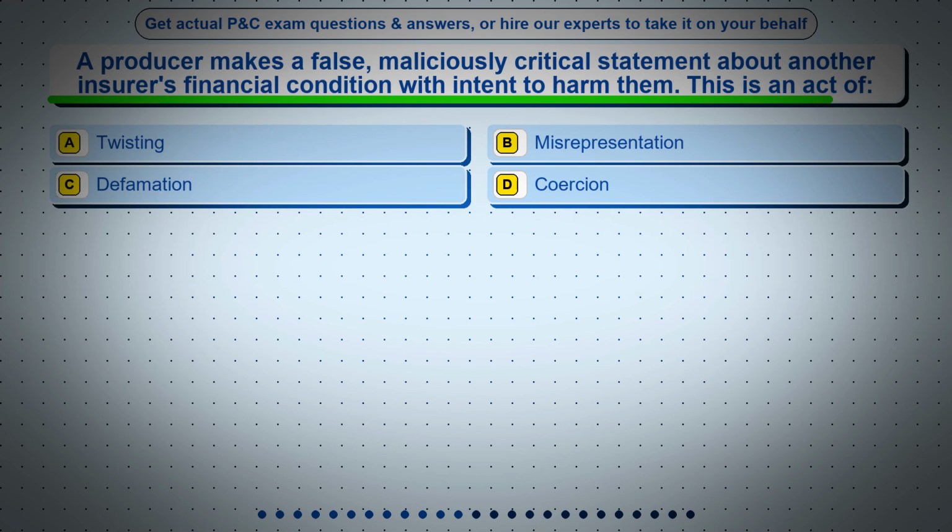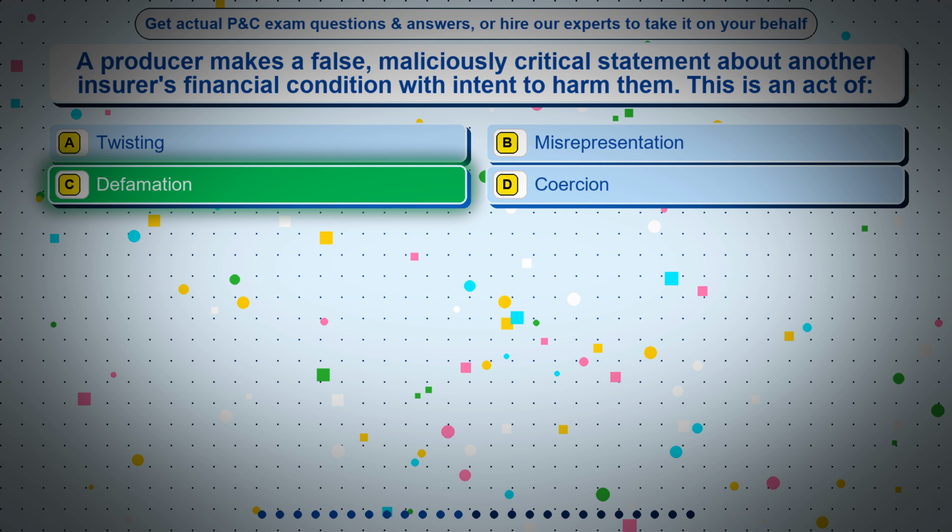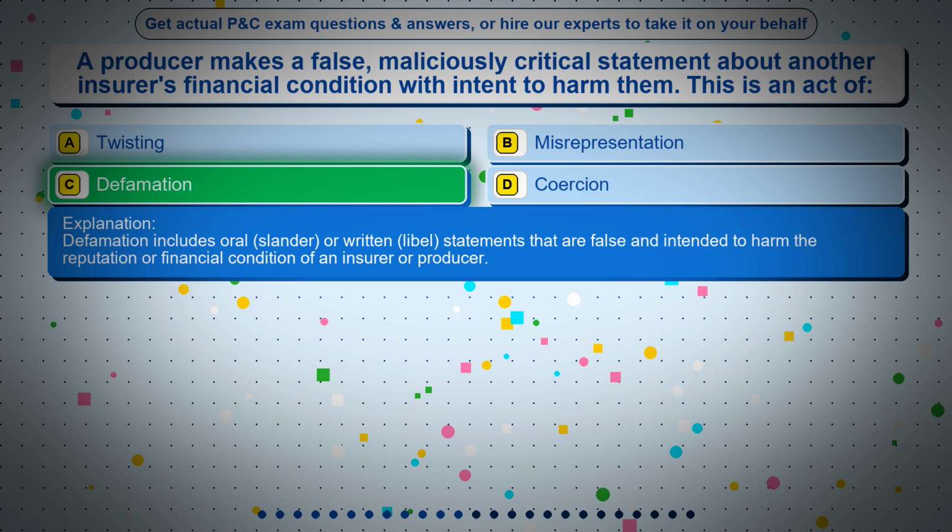Question 12. A producer makes a false, maliciously critical statement about another insurer's financial condition with intent to harm them. This is an act of option A. Twisting. Option B. Misrepresentation. Option C. Defamation. Option D. Coercion. The correct answer is option C. Defamation. Defamation includes oral (slander) or written (libel) statements that are false and intended to harm the reputation or financial condition of an insurer or producer.